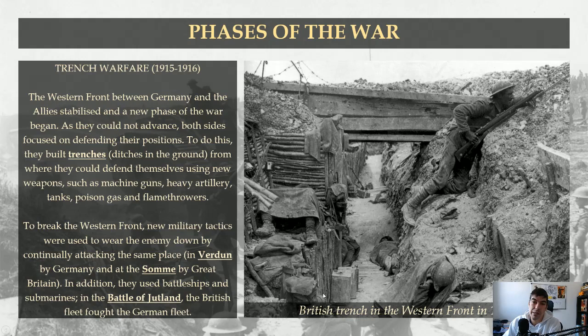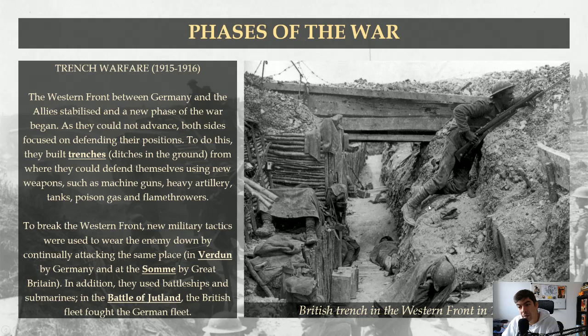The next phase is the trench warfare, la guerra de trincheras. So the Western Front between Germany and the Allies stabilized, and since they could not advance, both sides focused on defending their positions, and they did so by building trenches, which are ditches in the ground, zanjas en la tierra, from where they could defend themselves using new weapons such as machine guns, heavy artillery, tanks, poison gas and flamethrowers. This is a British trench, a ditch in the ground in which they can take cover from the enemy fire.